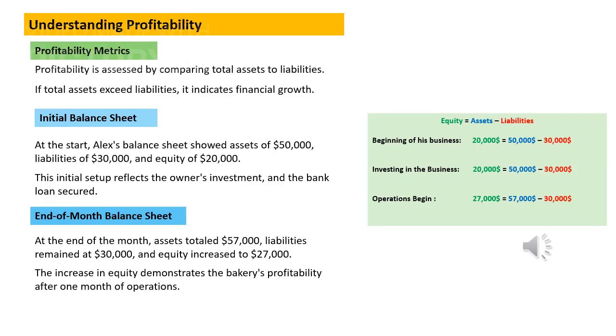Profitability is assessed by comparing total assets to liabilities. Initially, Alex's balance sheet showed $50,000 in assets and $30,000 in liabilities. By the end of the month, assets increased to $57,000, and equity rose to $27,000, highlighting the bakery's profitability.